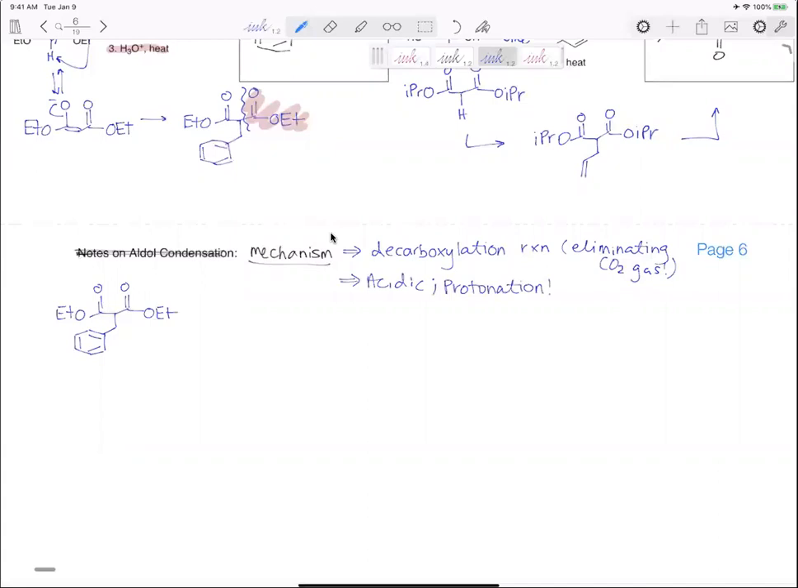Same rules apply for all the reviews, right? If you have a mechanism to do, always ask yourself what is the first thing you're going to do. Is it a nucleophilic attack or a protonation? So we have an acidic condition. So it's a protonation, right?